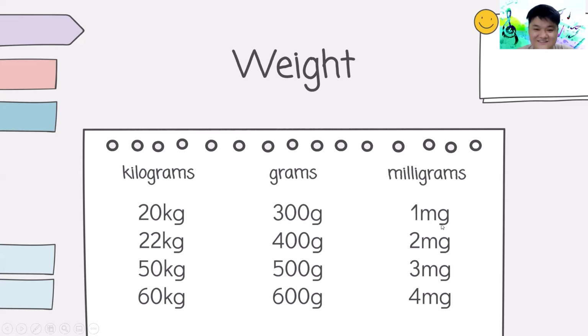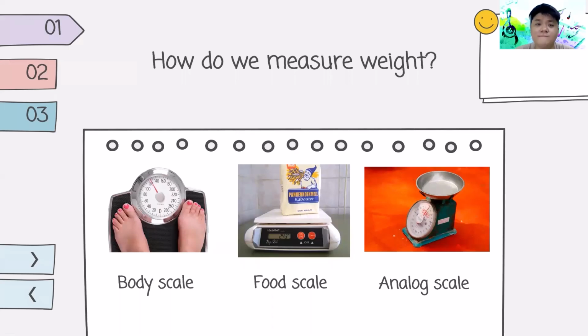Very good. So how do we measure our weight? The first thing which you all know is the body scale. You step on top of the body scale to see your weight. If you want to know how heavy you are, go on to a body scale and weigh your weight. You can be 30 kilograms, you can be 50 kilograms, and you can also be 60 kilograms. Do you get that?